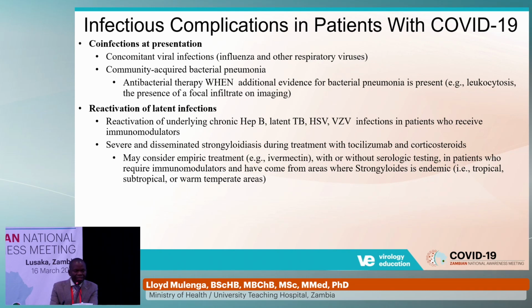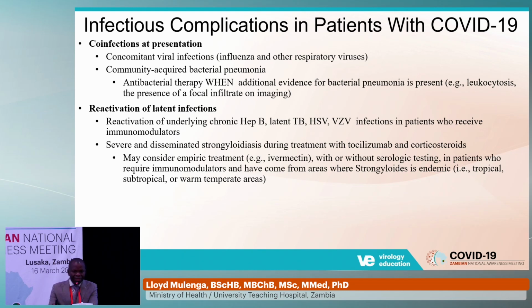Bacterial pneumonia is also a possibility, and we don't need to give antibacterial therapy. However, there are certain indications, if you see leukocytosis, the presence also of infiltrates on imaging, those may guide you on the use of antibiotics. But there are also other conditions we need to be aware of where there's reactivation of latent infections: hepatitis B, TB, herpes simplex viruses, then varicella zoster as well. These may reactivate if you are putting someone on immunomodulators, the drugs which we'll discuss in the afternoon as well.